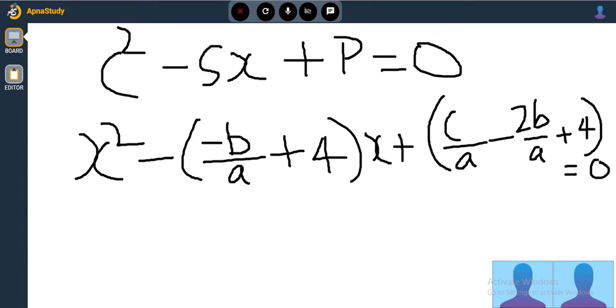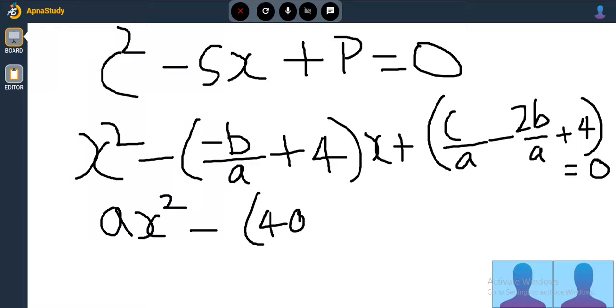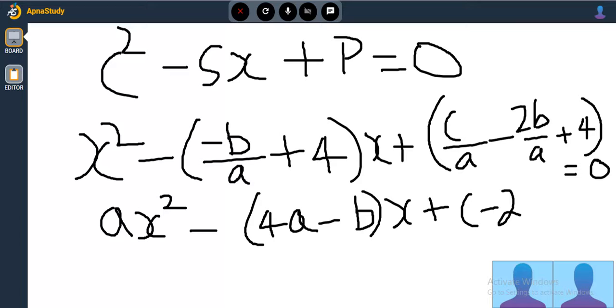0. Just to simplify, if I multiply the whole thing by a, I'll get the expression as ax squared minus 4a minus b into x plus c minus 2b plus 4a is equal to 0.